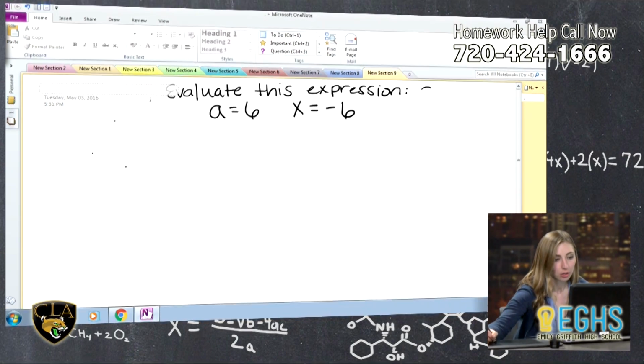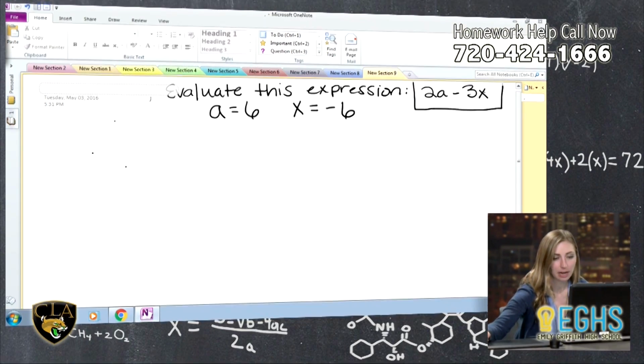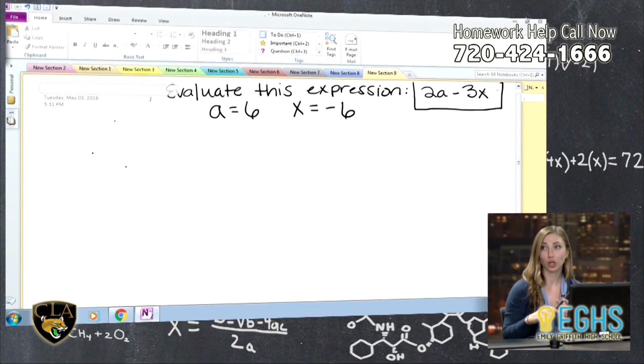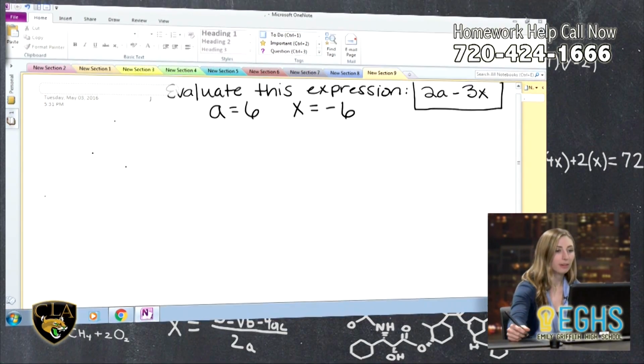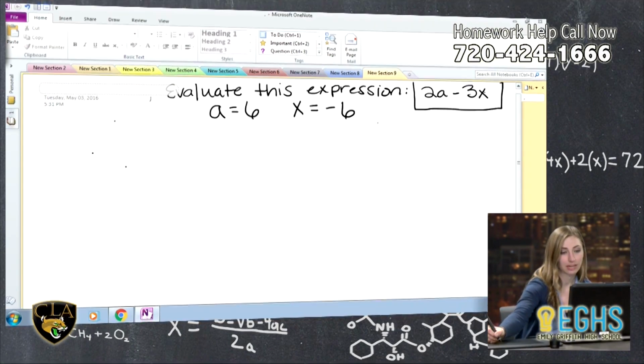I'm going to say 2a minus 3x. So an expression is just any type of mathematical statement that can include what's called terms, variables, numbers, but it does not include an equal sign. So that's an expression. I just made one up for you. And they said evaluate this expression when a is equal to 6 and x is equal to negative 6.